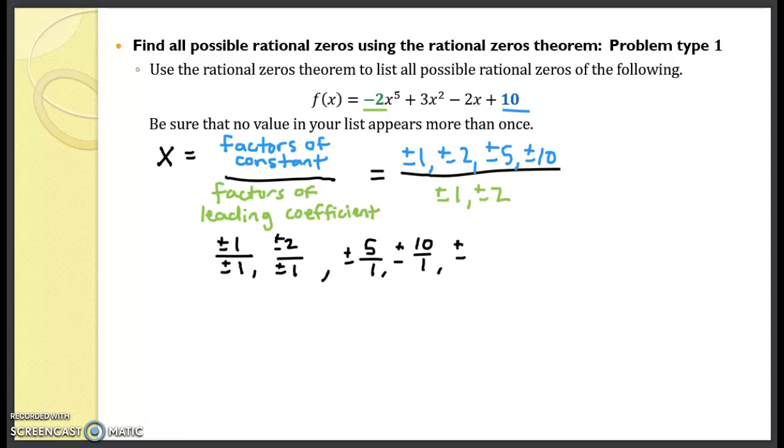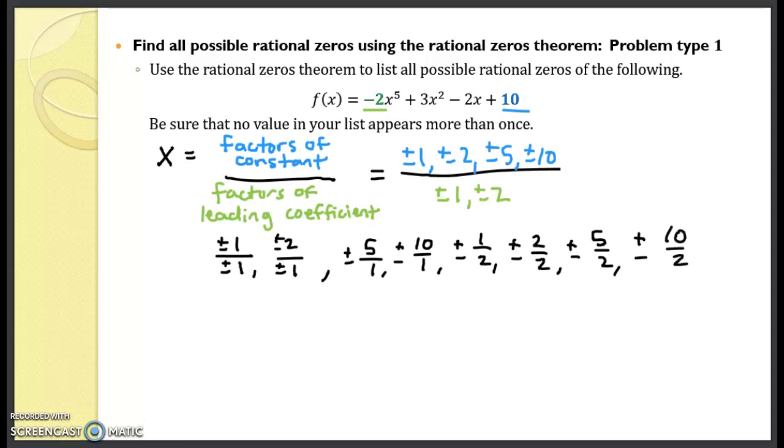Now we can do plus or minus 1 over 2 from the 1 and then the 2 on the bottom. Plus or minus 2 over 2. Plus or minus 5 over 2. Plus or minus 10 over 2.